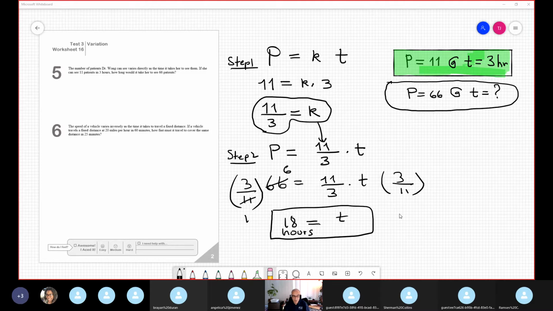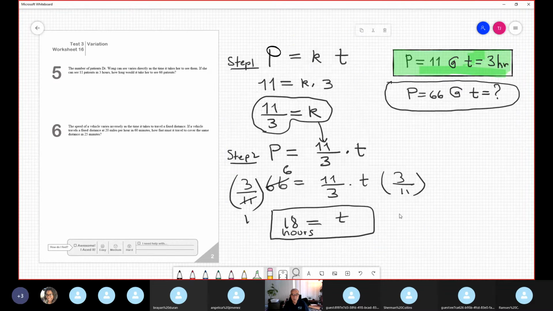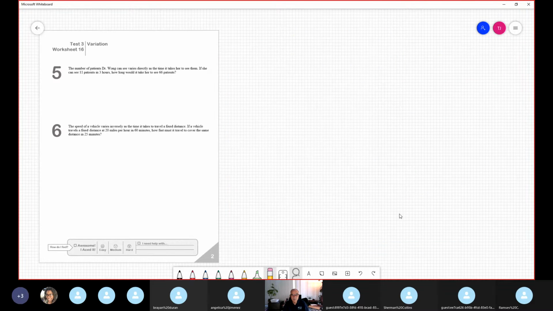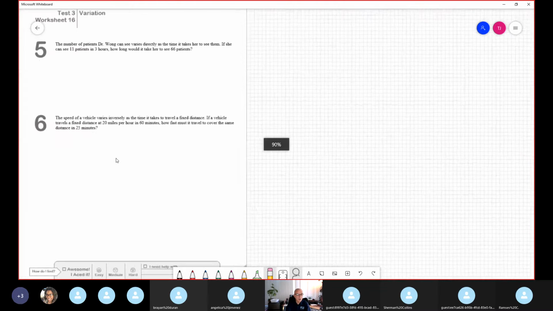Okay, let's move on to number 6, sorry. It is again similar. We have two conditions. One condition is given, and you need to find the second condition. Let me see. The speed of the vehicle varies inversely as the time it travels a fixed distance.